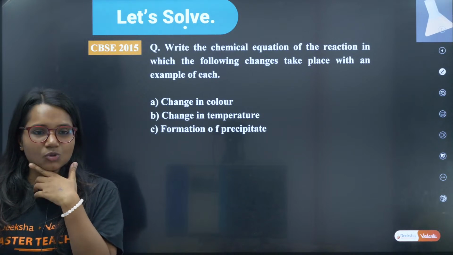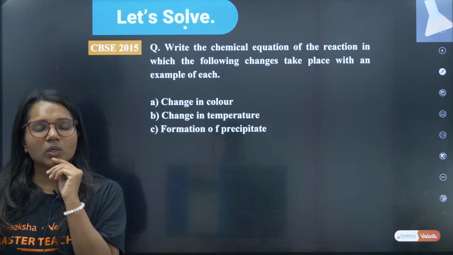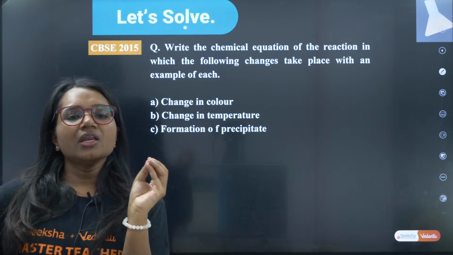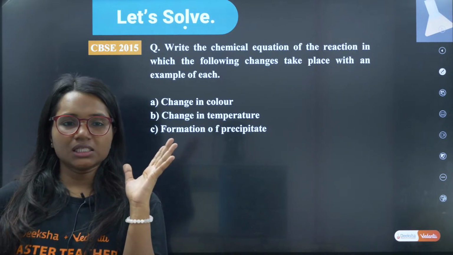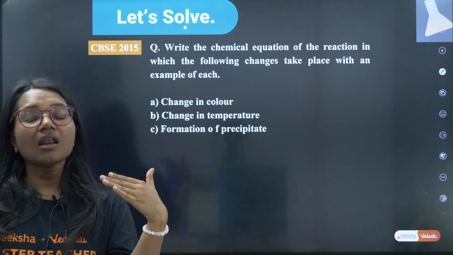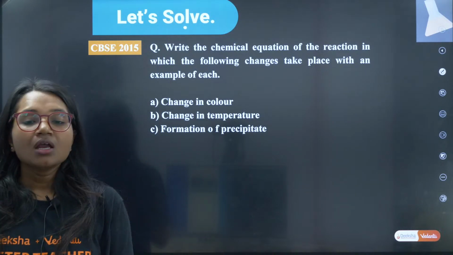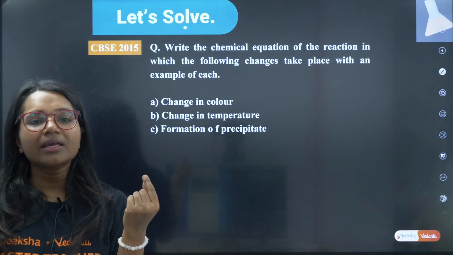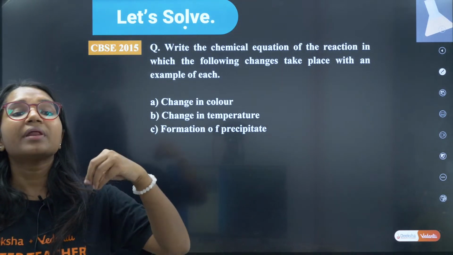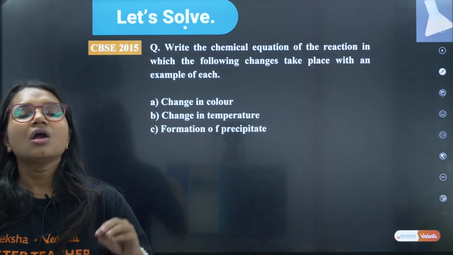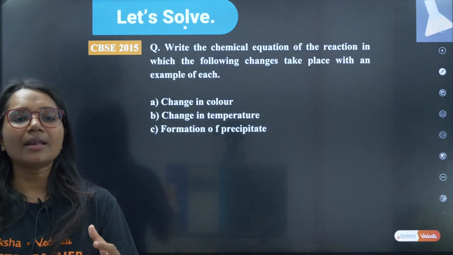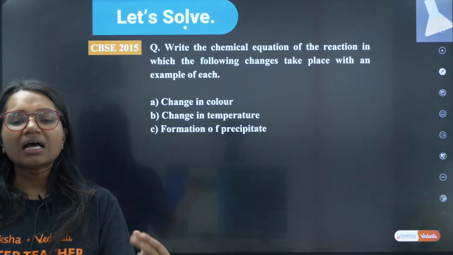Okay, just have a look at this question. Who is going to tell me the answer for this? Write the chemical equations for the reactions in which the following changes take place, with an example of each. They want one chemical reaction where a color change is happening. They want a chemical reaction where temperature is either increasing or decreasing. They want a chemical reaction where a precipitate is forming. Precipitate means a solid thing. Correct? So quickly tell me the answer, guys.